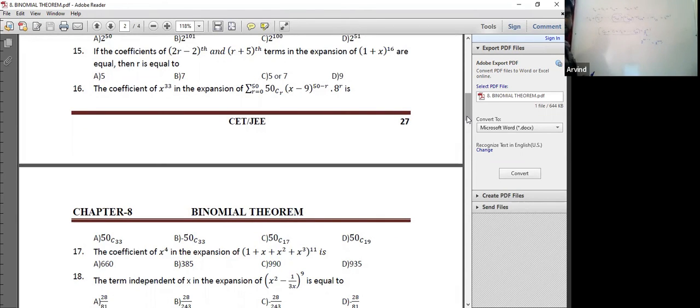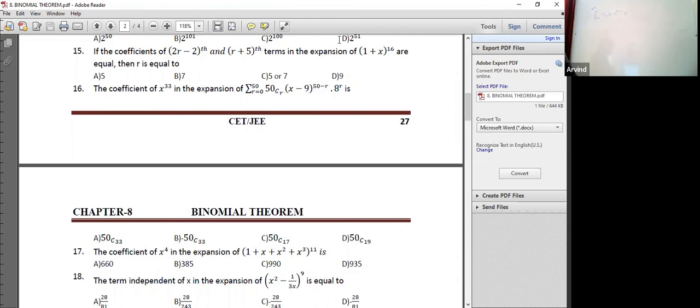And this one: the coefficient of x power 33 in the expansion of the summation r is equal to 0 to 50. I'll just write it down. We need the coefficient of x power 33 in the summation r equals 0 to 50 of 50Cr (x minus 9) whole to the power 50 minus r into 8 to the power r.